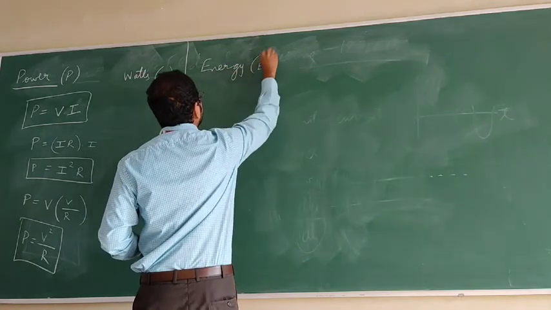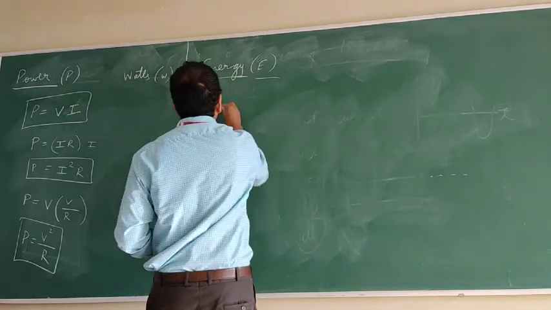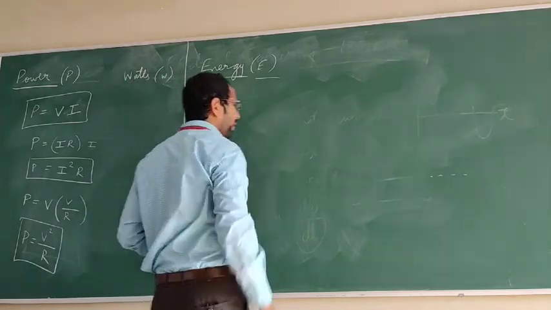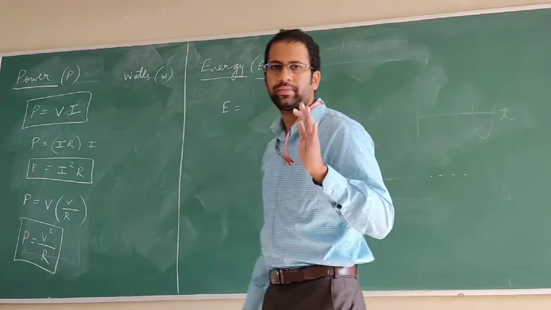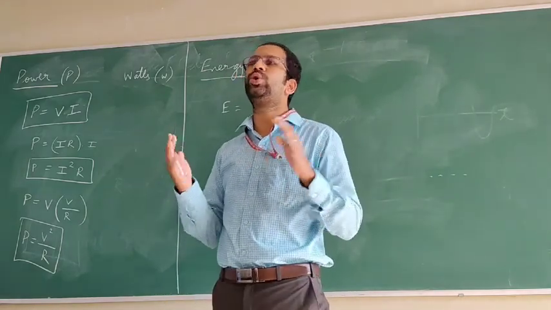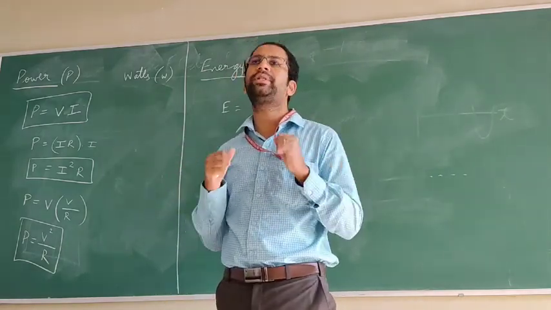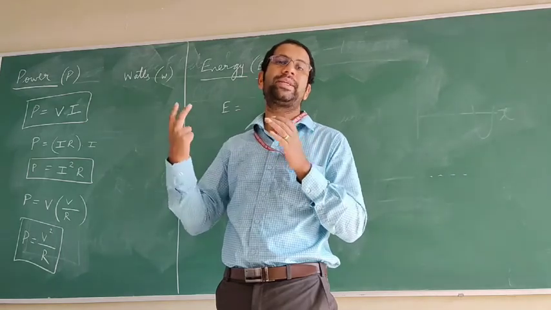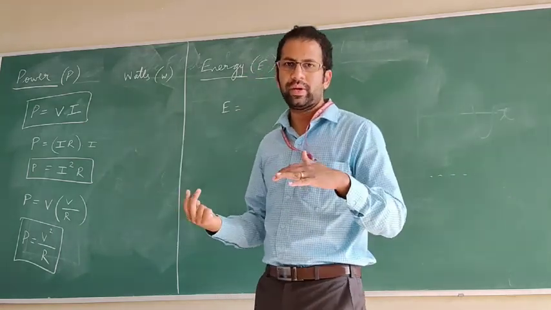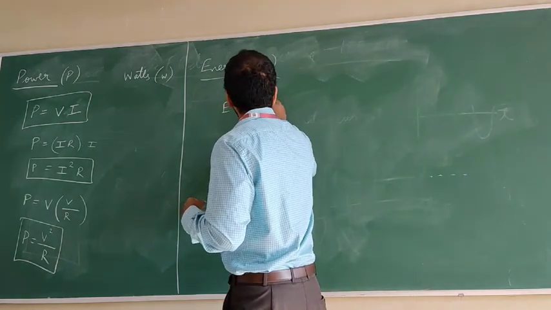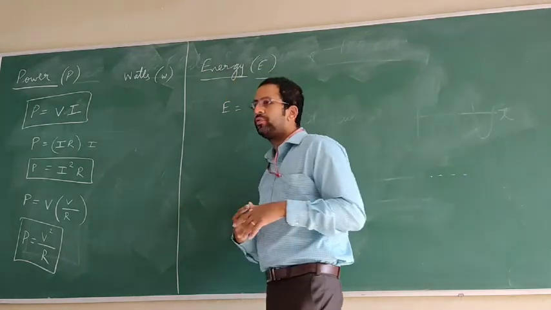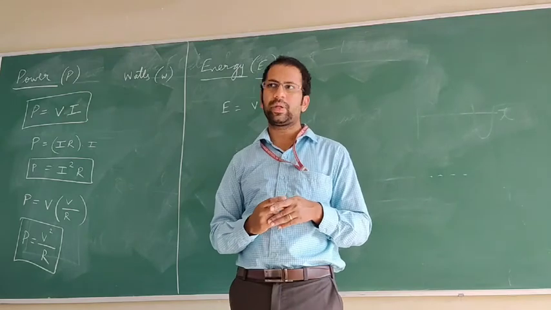Energy is given by E. Now, energy is the capacity to do work. How much energy do you have exactly? How much capacity to do work? So V into I into T.